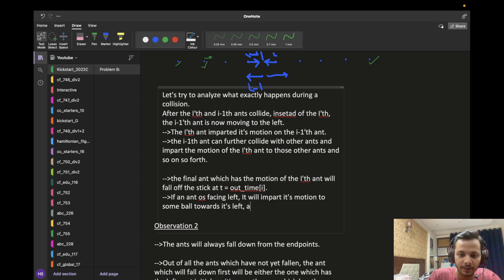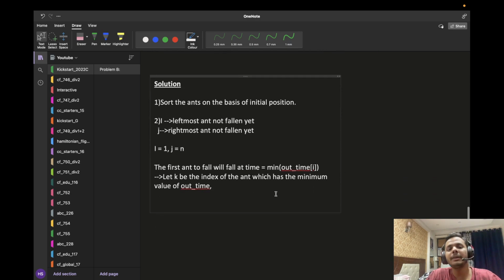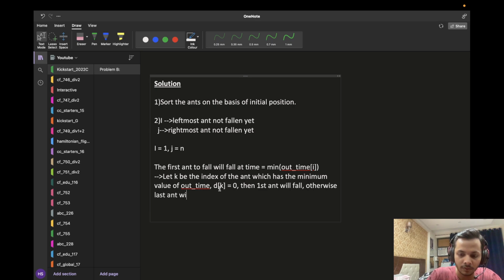And same for right, right? Okay, so now it is pretty easy to decide whether the leftmost ant will fall or the rightmost. So we will figure out the ant which has the minimum value of out time of i, and if direction of k is equal to 0, then first ant will fall, otherwise last ant will fall.